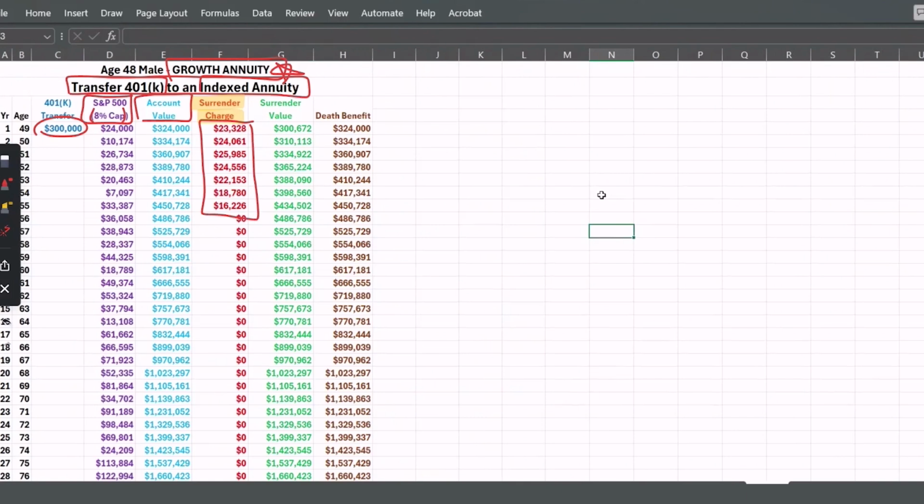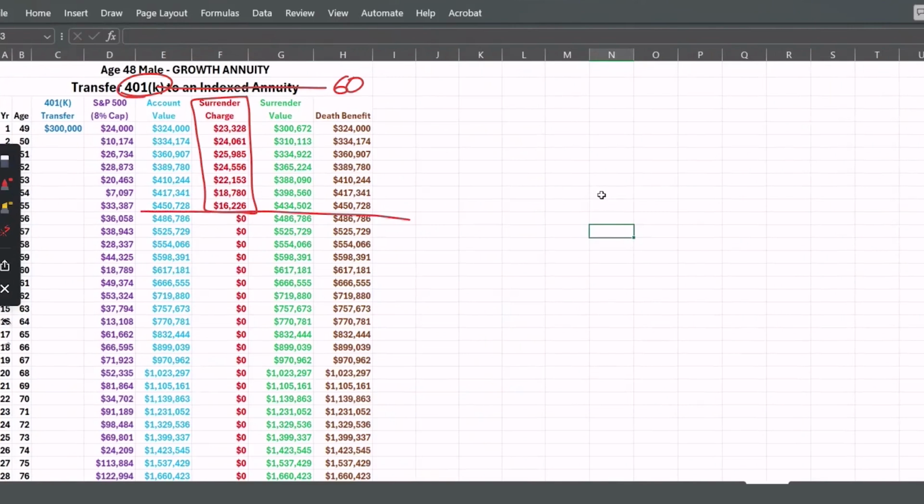Now, why people still do this is usually because they say, this is an old 401k. I'm not going to touch this until I'm 60 years old anyway, so I don't care. So that shows what we paid to the insurance company if we walked away within the first 7 years. After the 7th year, the account value and surrender value are equal. And the death benefit is the same as the account value.